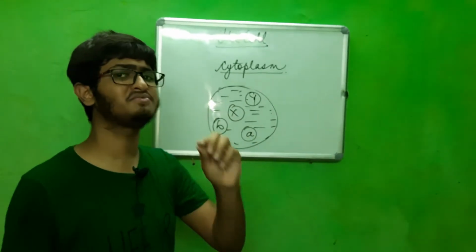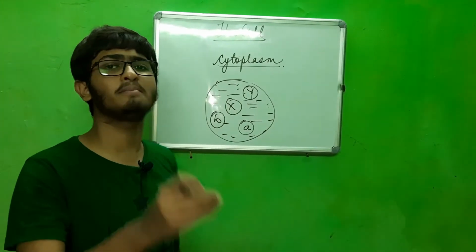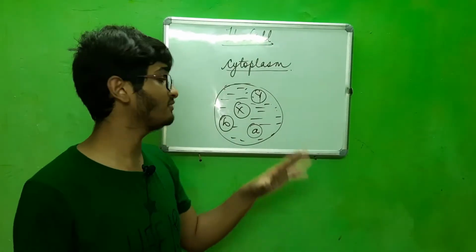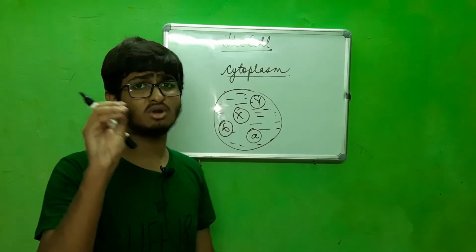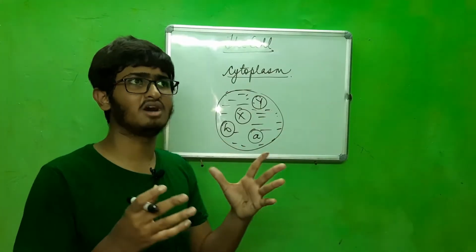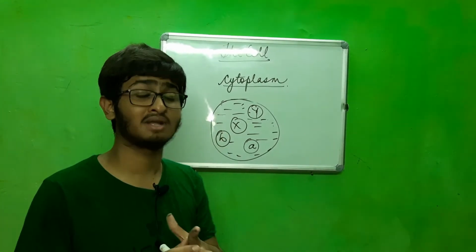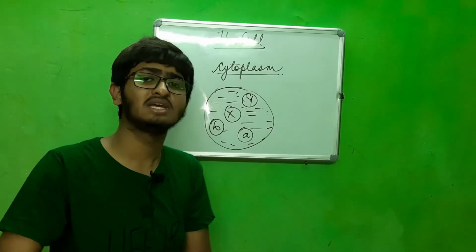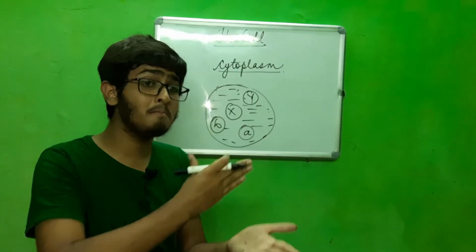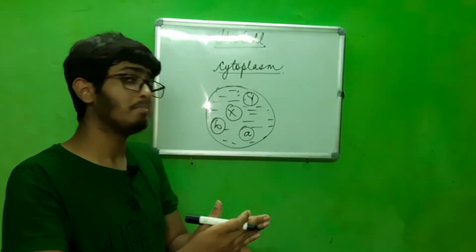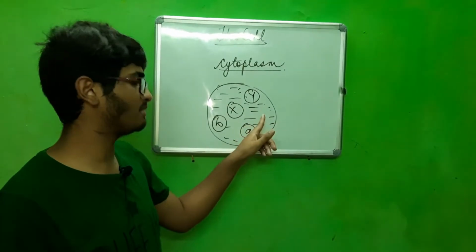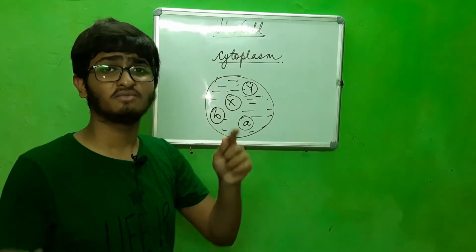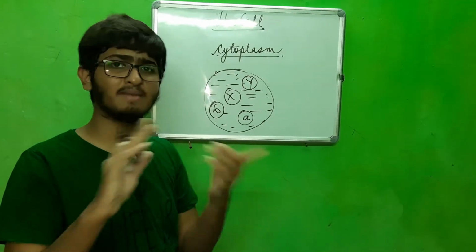And the function: it is the first site of all metabolic activity. That means whatever activity takes place in our body first occurs in the cytoplasm. It is not that everything occurs at the same time. Many steps are involved in a metabolic activity, but always the first step is performed by the cytoplasm. That's why we say that it is the first site of reaction for any metabolic activities.